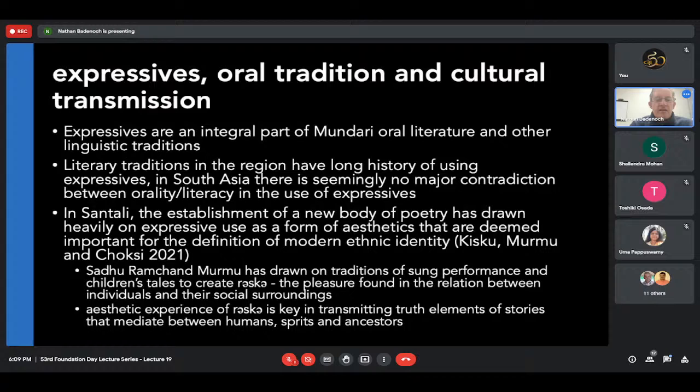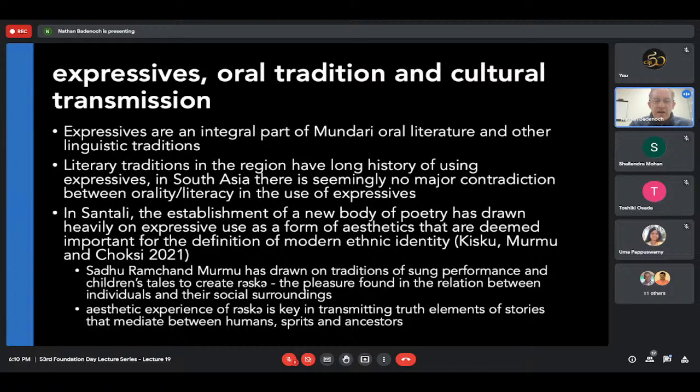So use of these more traditional and somewhat specialized poetics in a more modern effort to establish the literary tradition of Santali people today focuses on the aesthetic experience that's created by using these types of poetics, which are exemplified by the use of expressives. And it's been shown that this experience of raska, while being an aesthetic experience, is also extremely important in transmitting the elements of truth within stories that mediate between human spirits and ancestors. So again, doing the work of creating a pleasing language experience to something that has very deep and heavy cultural work as well.